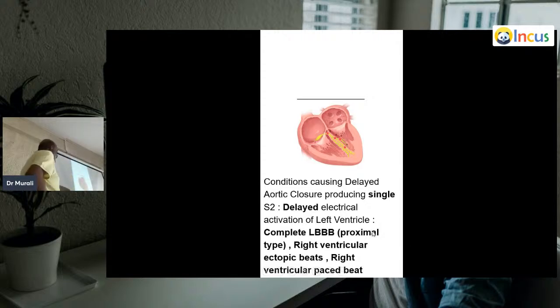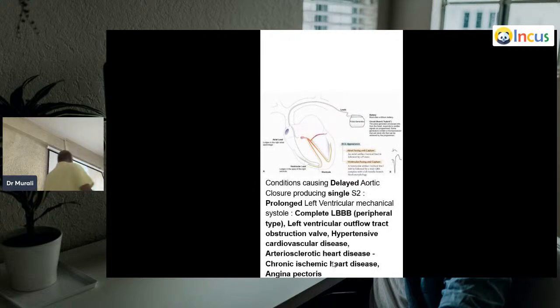So any delayed activation of the left ventricle, or a right ventricular ectopic beat, or if you have done any pacing of the heart, where you kept the pacemaker and paced the right ventricle, that also can cause A2 and P2 to come closer, because the delayed A2 or early P2, and both of them merge together to form a single S2. That is what you need to remember.